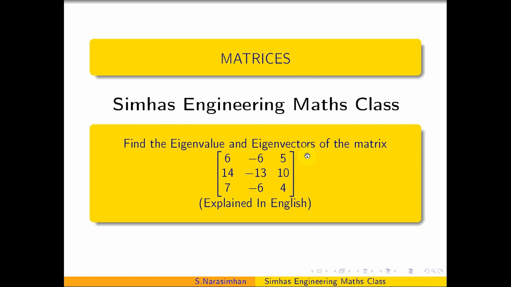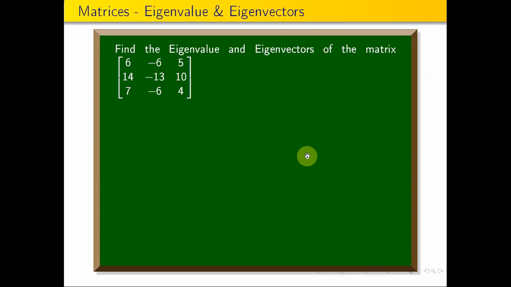Matrices. Here, we are going to discuss how to find the eigenvalues and eigenvectors of a 3 by 3 matrix. This is a very important problem. I will explain why it is so important when we do the problem. So this is the question. Find the eigenvalues and eigenvectors of the matrix 6 minus 6 5, 14 minus 13 10, 7 minus 6 4.